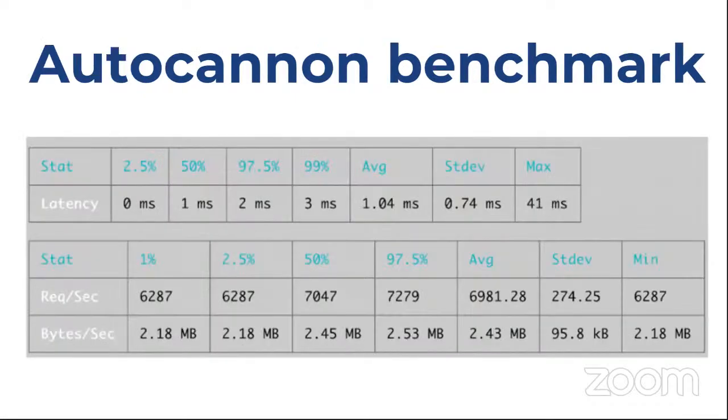And here you can see the Autocannon benchmark. It's a modern HTTP 1.1 benchmark written in Node.js. And here you can see that we achieved about 7,000 requests per second.